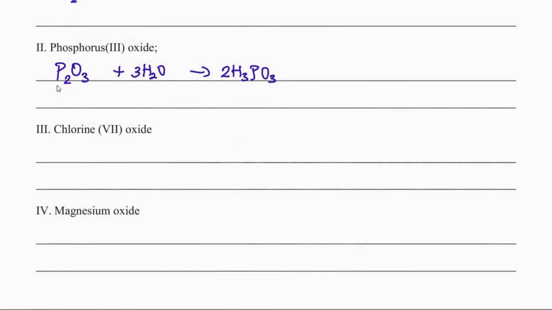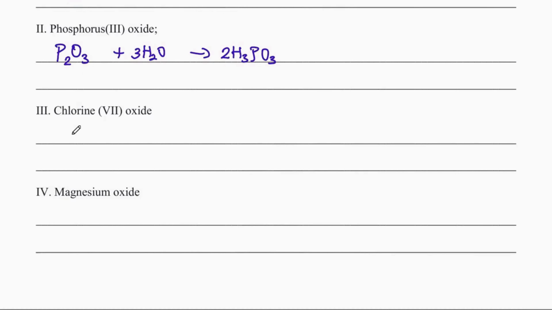Now the next one is chlorine 7 oxide. We have our chlorine and we have oxygen. The 7 there tells us we have 7 oxygens, so we put our 7 here. And the valency of oxygen is -2, right? So chlorine is going to adopt that 2. So this is our chlorine 7 oxide plus water.